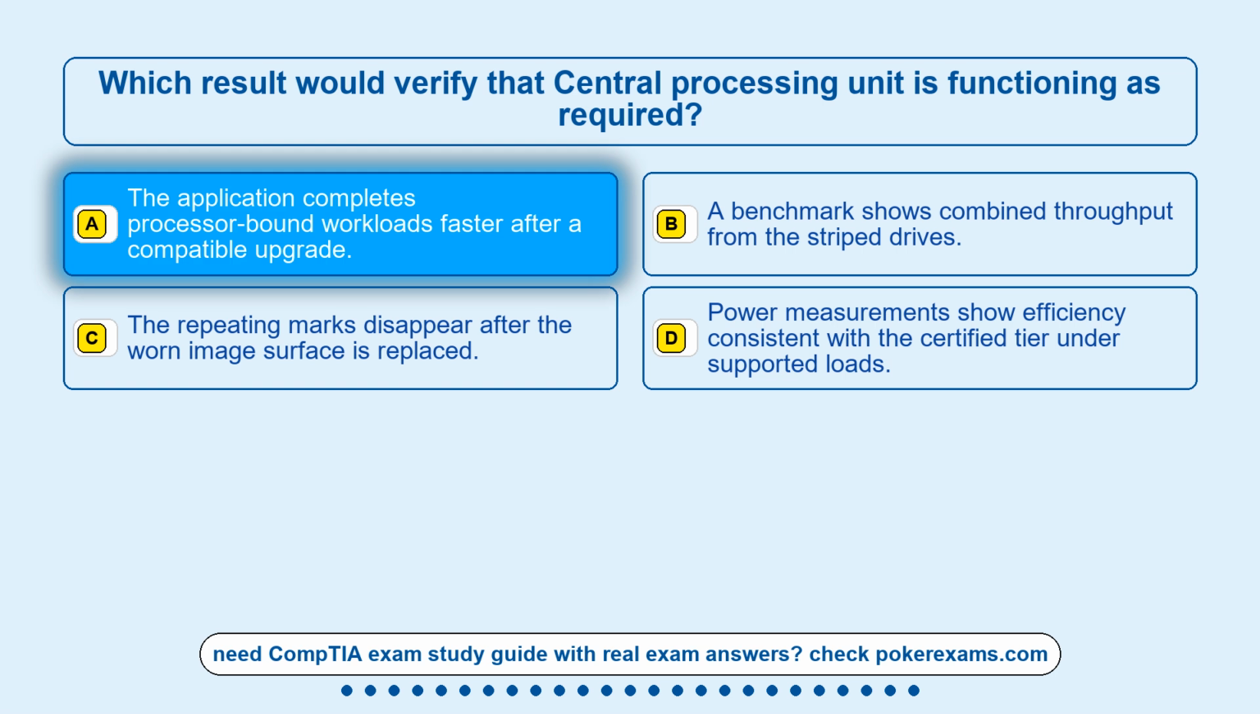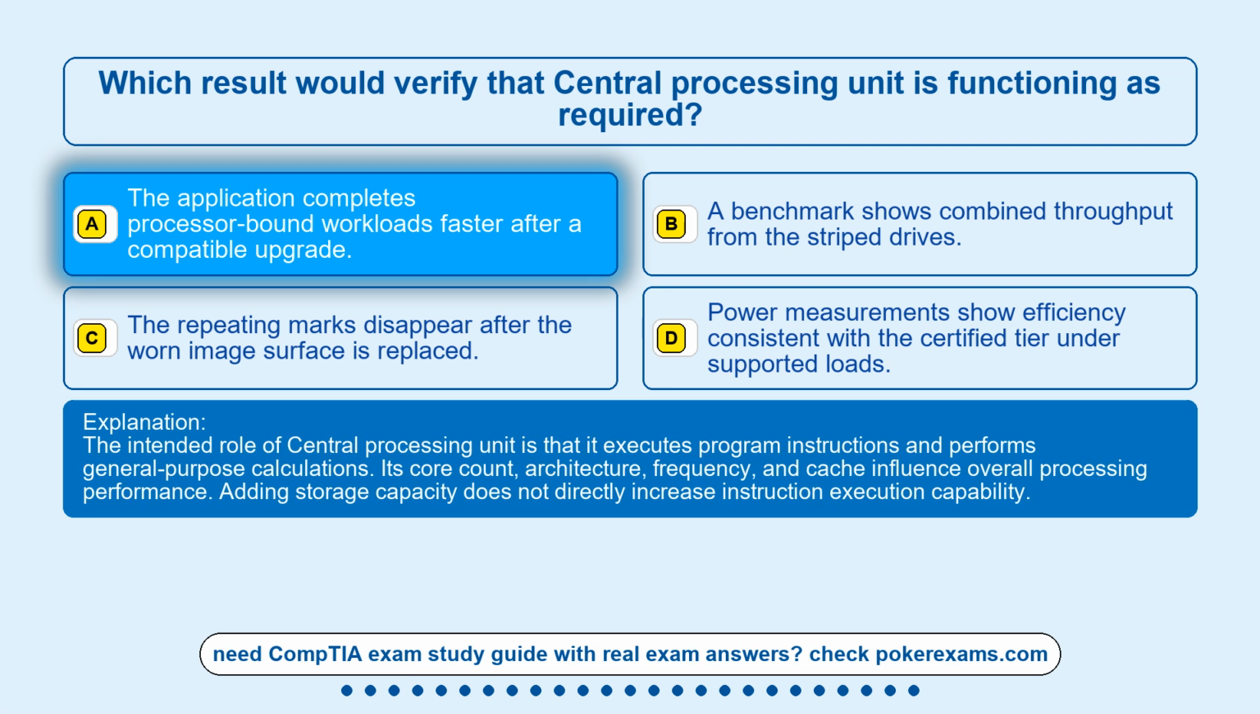The correct answer is option A. The application completes processor-bound workloads faster after a compatible upgrade. The intended role of central processing unit is that it executes program instructions and performs general-purpose calculations. Its core count, architecture, frequency, and cache influence overall processing performance. Adding storage capacity does not directly increase instruction execution capability.